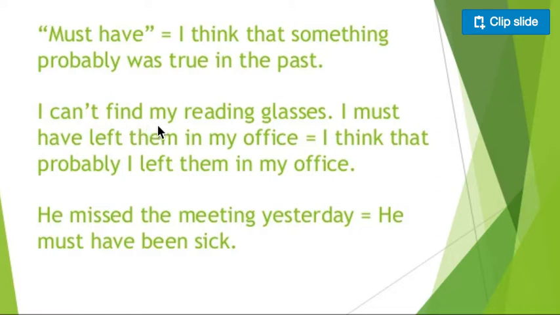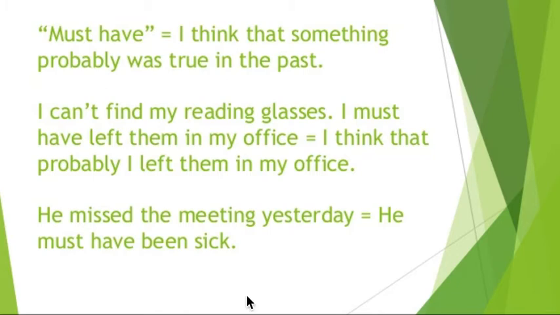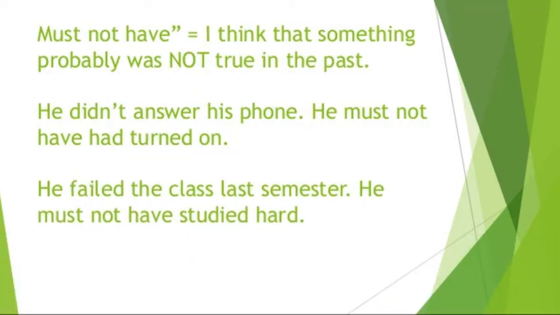For example, I can't find my reading glasses. I must have left them in my office. So that means you think that probably you have left the glasses in your office. He missed the meeting yesterday. That means he must have been sick. So that means must have, you use to talk about something that was probably true in the past, but not necessarily true, but probably true in the past. So must have.